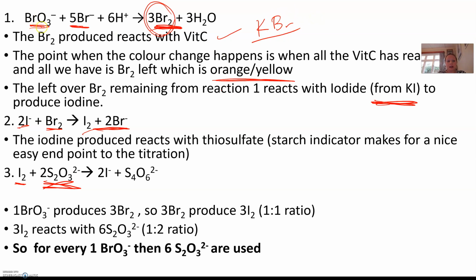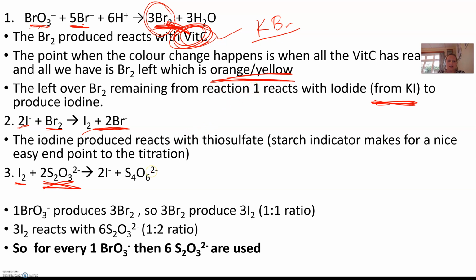But when bromate starts being added, the bromate reacts with the bromide and produces bromine, and that bromine is going to react with the Vit C. And when all the Vit C has completely been used up and has been changed, you'll be left with bromine. And we know that because we start to see this orangey yellow color, which is indicative of bromine.